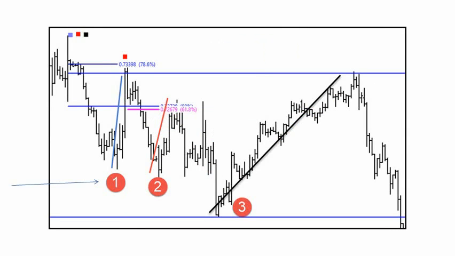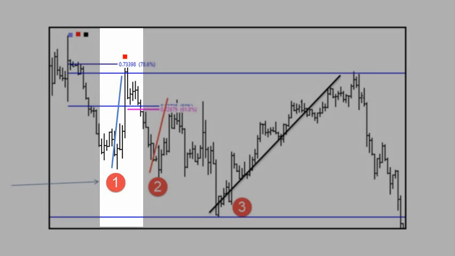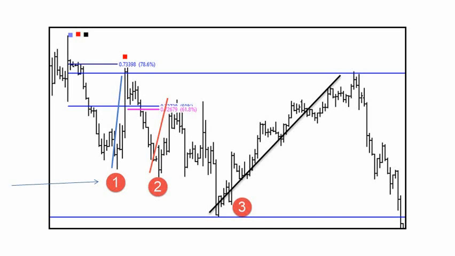Number one, price rallies from the low and stops at the 78.6 level. There's no confluence of levels on this time frame. However, there is a resistance level not drawn on this chart, as well as a backward bounce off of a trend line. Now, for me, that's also considered confluence because I'm not a Fibonacci purist.